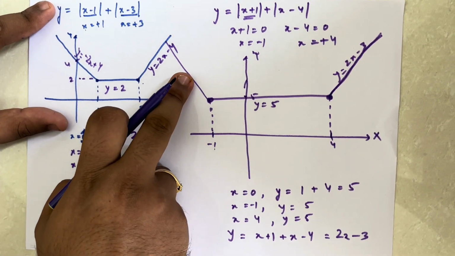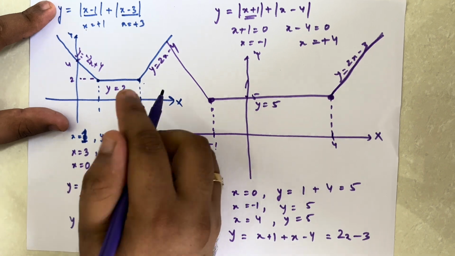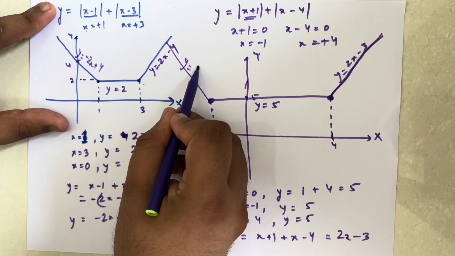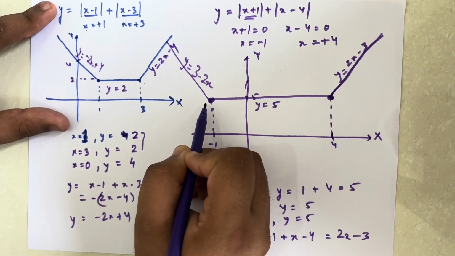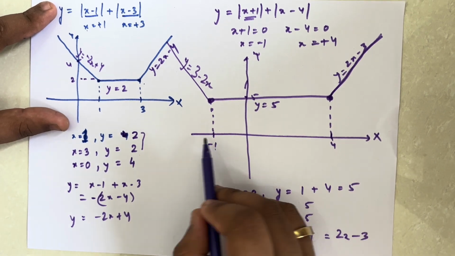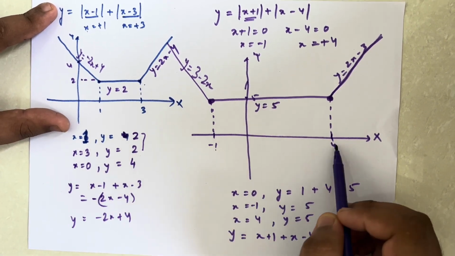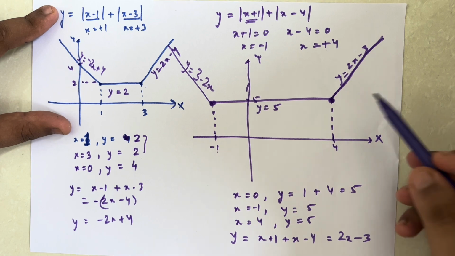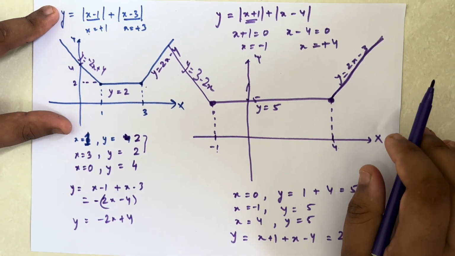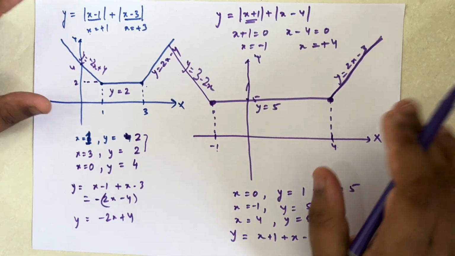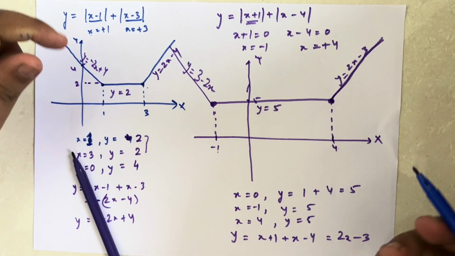What will be the equation of this line? Already told you, put a minus in front of this. So y is equal to 3 minus 2x. The equation of this line is y is equal to 3 minus 2x if x is less than minus 1. If x is between minus 1 and 4, y is equal to 5. If x is more than 4, y is equal to 2x minus 3. As simple as that.